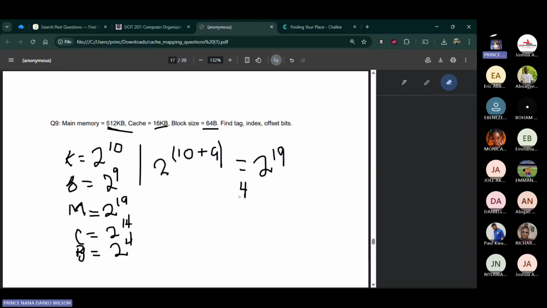Let's move fast. I also want to pause briefly and then talk about the assignments that were given.